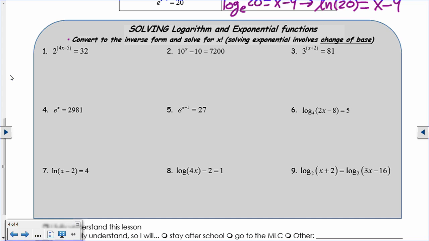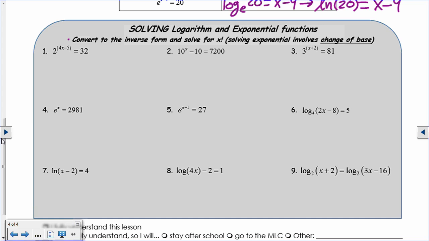So if it's exponential, turn it into a log. If it's a log, turn it into exponential. Then you're going to solve by evaluating on your calculator and using basic algebra. So sometimes you're going to be using change of base. So if you're trying to evaluate a log, you may have to use the change of base like we just practiced to find the value, but then you would just solve it using regular algebra.